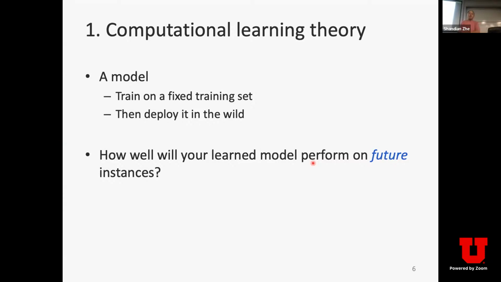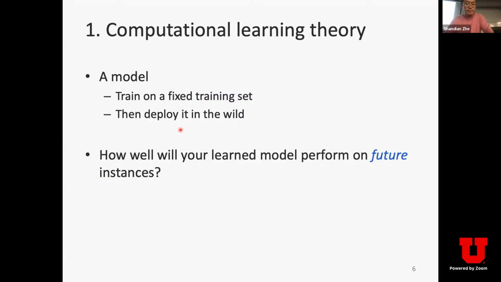Okay, so now let us look at a bigger, more formal framework to describe those kinds of things. Let us consider a machine learning model. It could be a decision tree or any other machine learning model. So we have trained this model on some fixed training set, and then we deploy it, meaning that we could test this model on all kinds of new instances in the instance space.